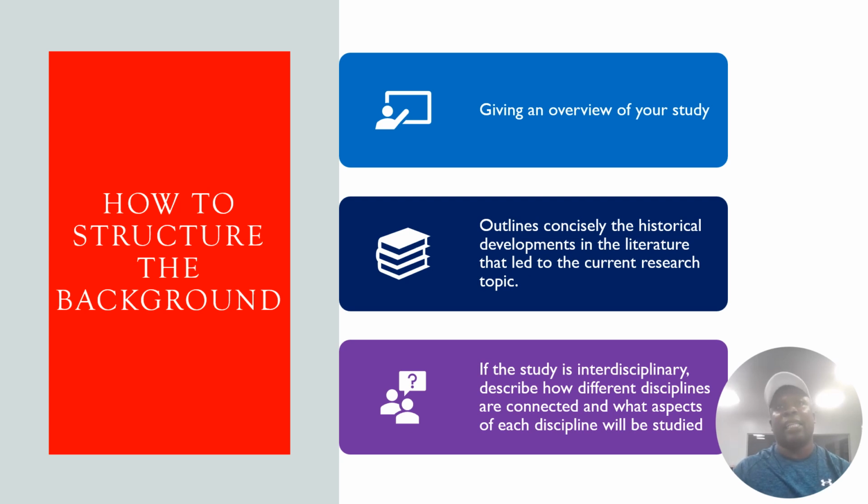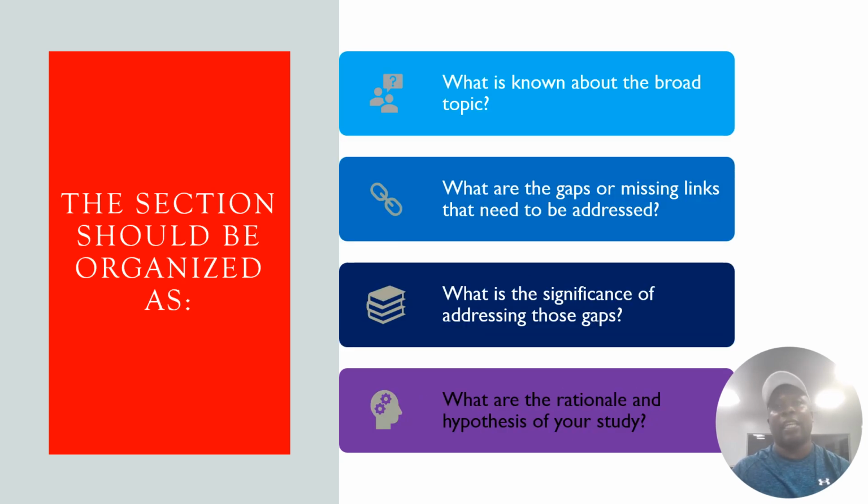It's very good. If the study is interdisciplinary or transdisciplinary, describe how different disciplines are connected and what aspects each discipline will be studied. Because especially for PhD these days, we are encouraging transdisciplinary studies, whereby you link several disciplines together to come out with solutions, to come out with recommendations, to come out with policy options. So it's very important for you to make sure that you describe those different disciplines and how they are connected and what aspect of those disciplines that you have brought together that will be studied. Because I understand you are not going to be able to study everything that you want.